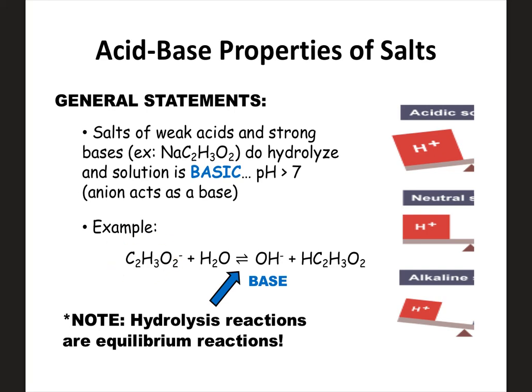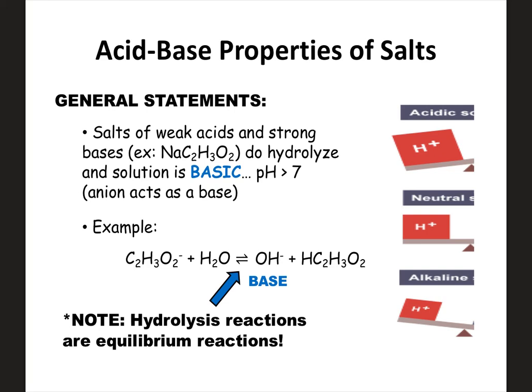So we took the C2H3O2 minus part of the salt. That's going to react with water here, and it's going to be in equilibrium. It's going to form here OH minus plus the weak acid here, acetic acid. Essentially, you just did the reaction. The water gave up the hydrogen, forming OH minus plus the weak acid here. Notice these hydrolysis reactions are going to be equilibrium reactions. They're going to have the equilibrium arrows. That's very important.